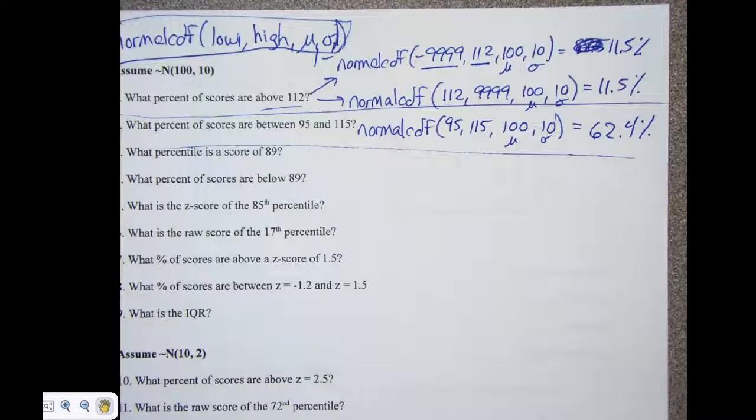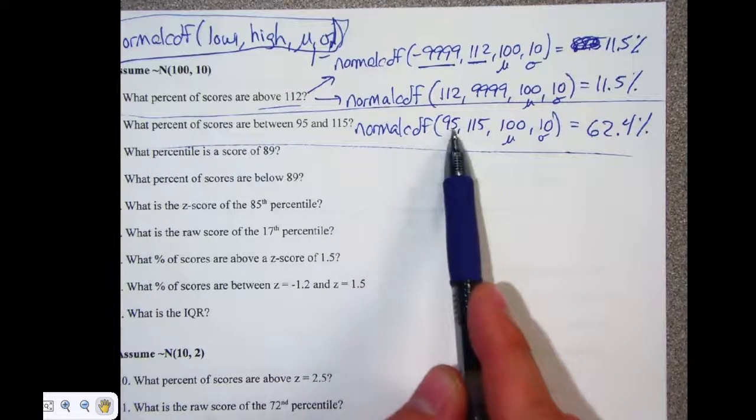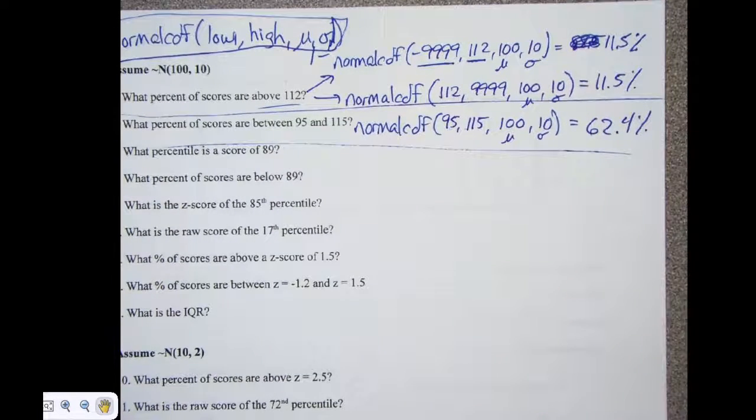What does normal CDF stand for? It's cumulative distribution function. So it's adding up all the percents in between. It's accumulating data between the two numbers that you tell it. I don't know, we'll never use it. Are those two okay?